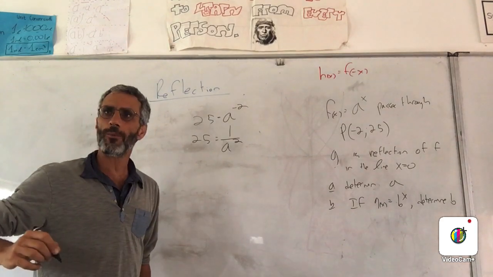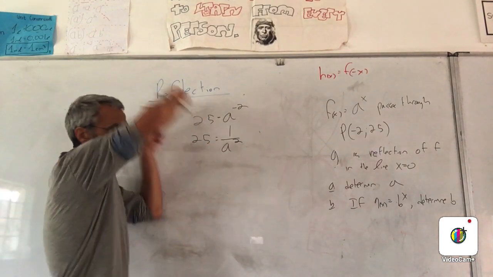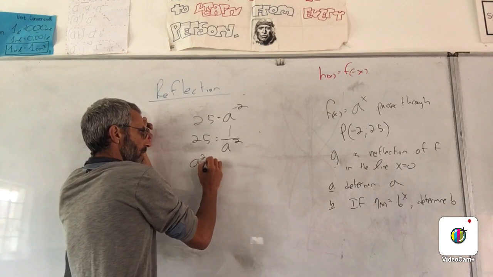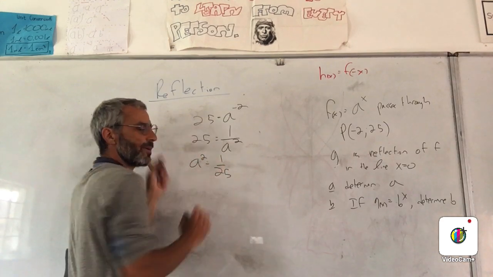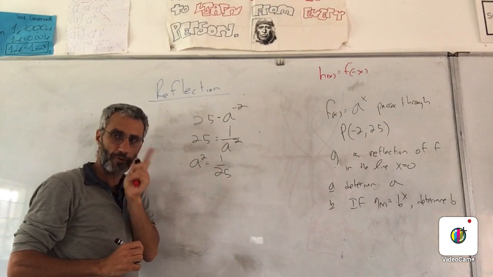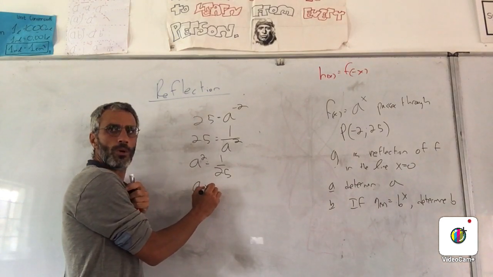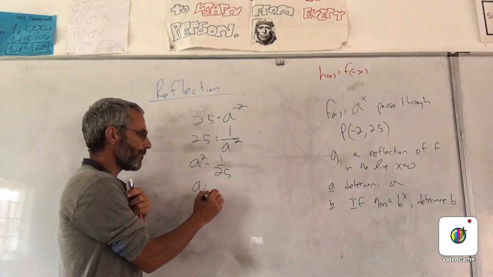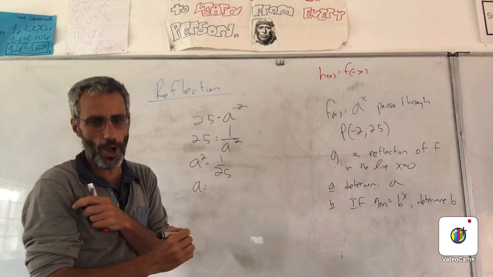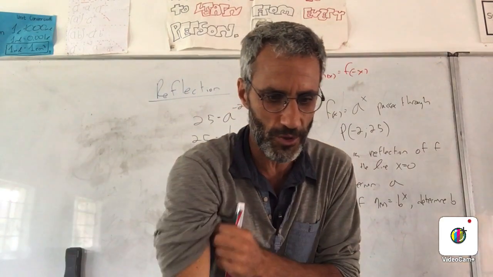Alright? So what I'm going to do now, I'm going to push the a squared to this side. a squared equals 1 over 25, right? Okay? Don't forget the basic stuff, because this is basic stuff. So a equals? Square root plus or minus 1 over 25. Yeah, but we are always going to choose the positive in this case.